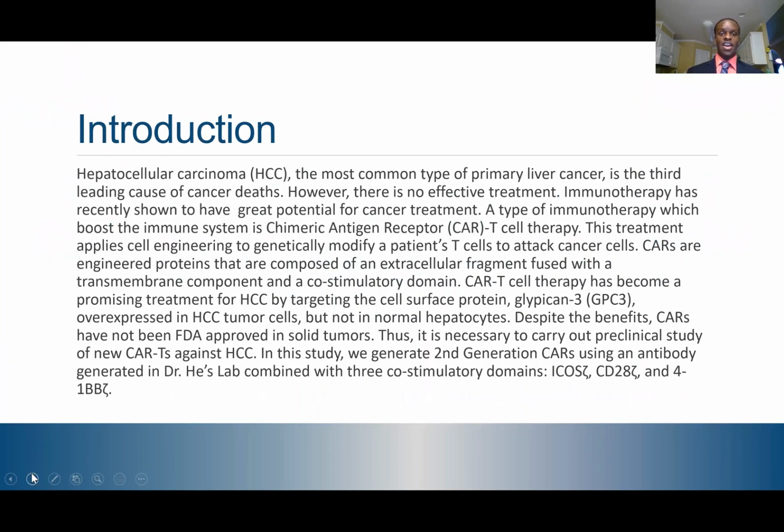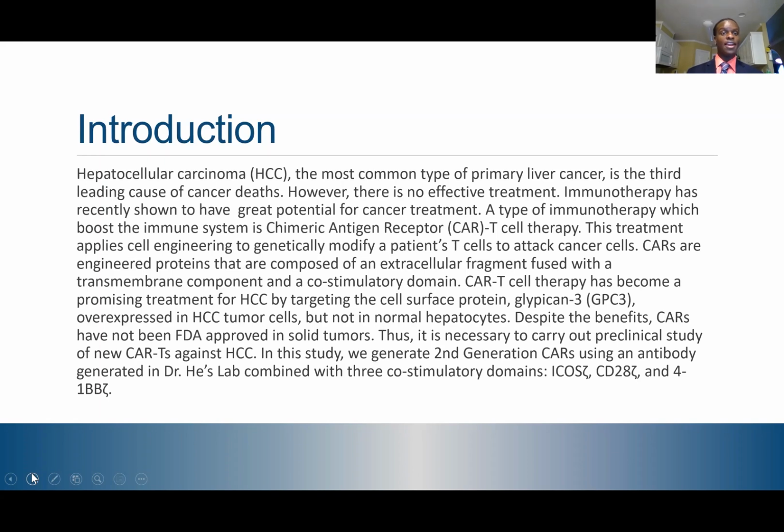To start off, hepatocellular carcinoma, or HCC, is the most common type of primary liver cancer. It is the third leading cause of cancer deaths, and it is diagnosed in more than 500,000 people each year. However, there is no effective treatment, but immunotherapy has recently shown great potential as a cancer treatment. A specific type of immunotherapy I am focusing on is chimeric antigen receptor, or CAR T cell therapy. In this treatment, cell engineering protocols are applied to genetically modify a patient's own T cells so they can then go on and attack and kill cancer cells.